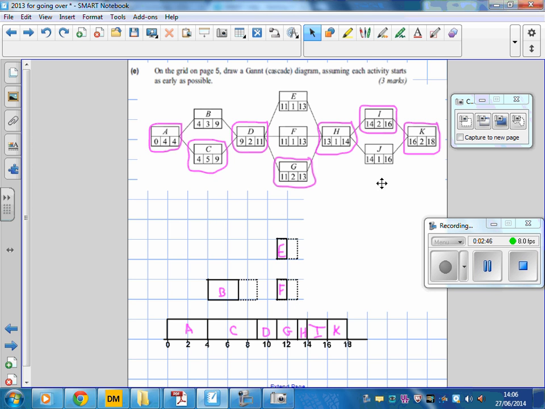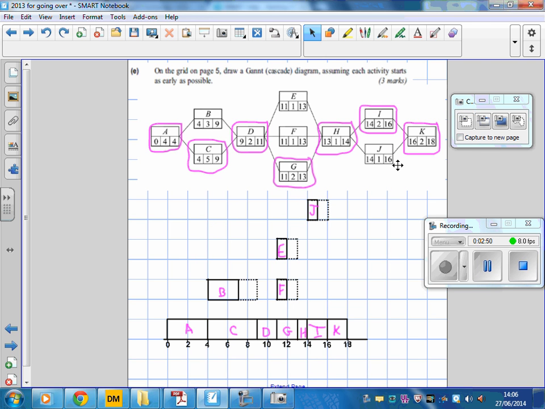Same with E. Last activity I need to put in is J, and you can see here J starts at 14, goes on for 1 unit till 15, but then its float time takes it up to 16. So that is your Gantt chart, and you can see it says assuming each activity starts as early as possible.